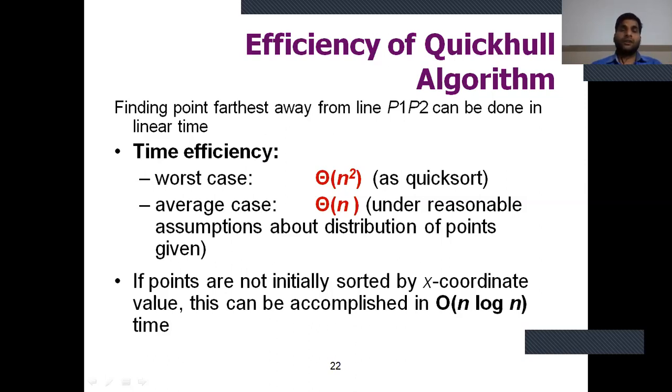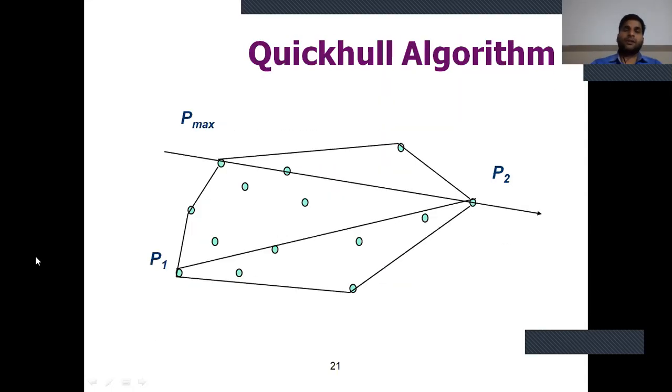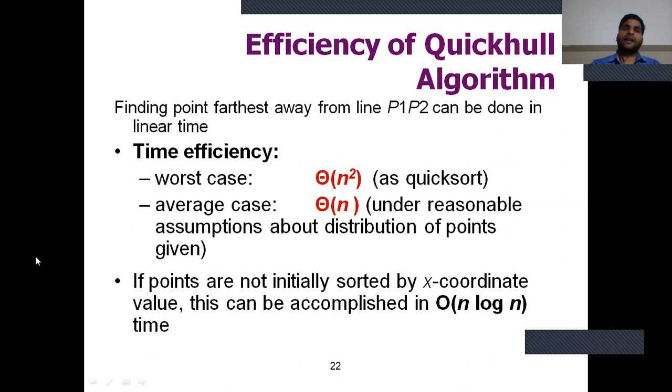So the time efficiency: worst case is theta n square, and average case is theta n under a reasonable assumption about the distribution of points. If points are not initially sorted by x coordinate value, this can be accomplished in order of n log n time. This is the example of the quick hull algorithm, and the efficiency of the quick hull algorithm is like that.